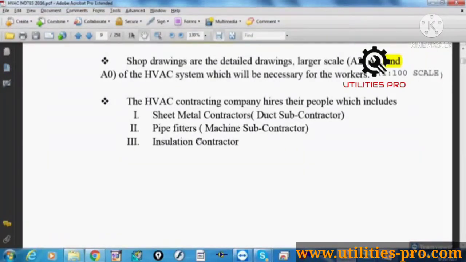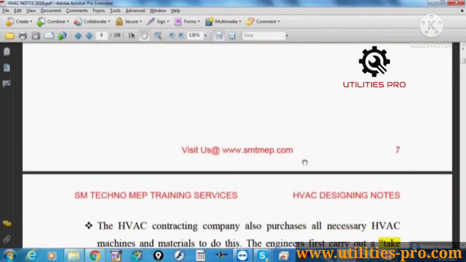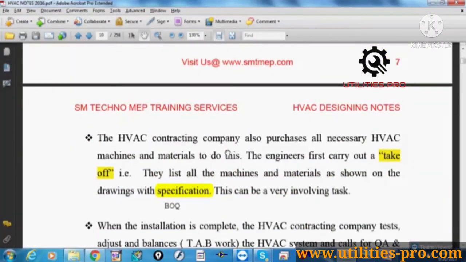So the next step, after hiring these subcontractors or the company's own workers, whatever the case, is material. We require material on site. Without material, you cannot think of installation. For ducting, we require sheet metal. For piping, we require pipes on site. Fittings, accessories, equipment, a lot of things. We'll discuss when we start the project about the system, and you'll get the idea about the material. So the HVAC contracting company also purchases all necessary HVAC machines and materials.